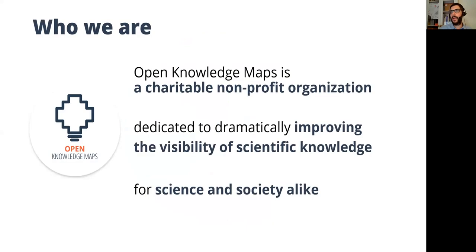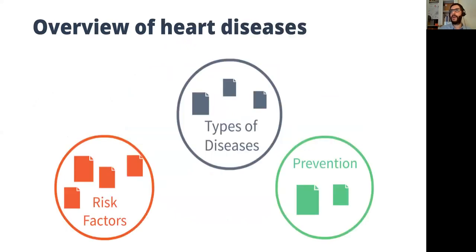So we are a charitable nonprofit organization headquartered in Vienna in Austria, and we're dedicated to dramatically improving the visibility of scientific knowledge. And we want to do that for science, but also for all the other stakeholders in society. And our approach is to use knowledge maps for discovery. They have a number of advantages over a list-based interface.